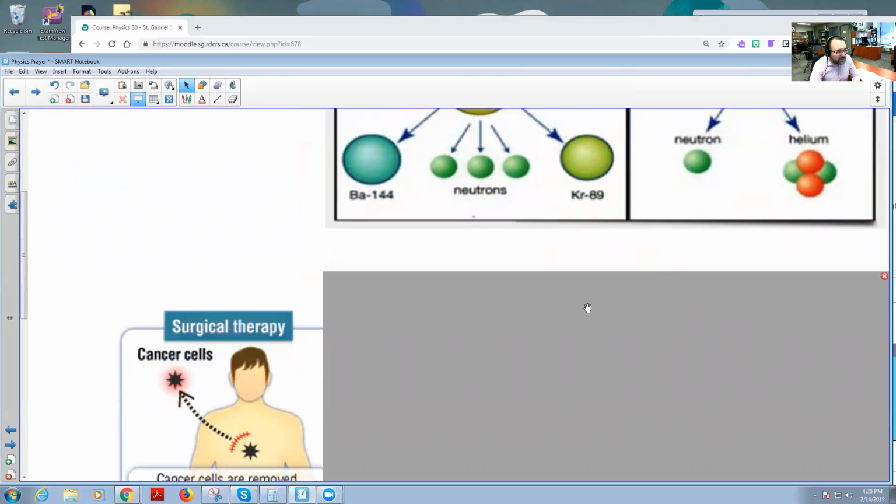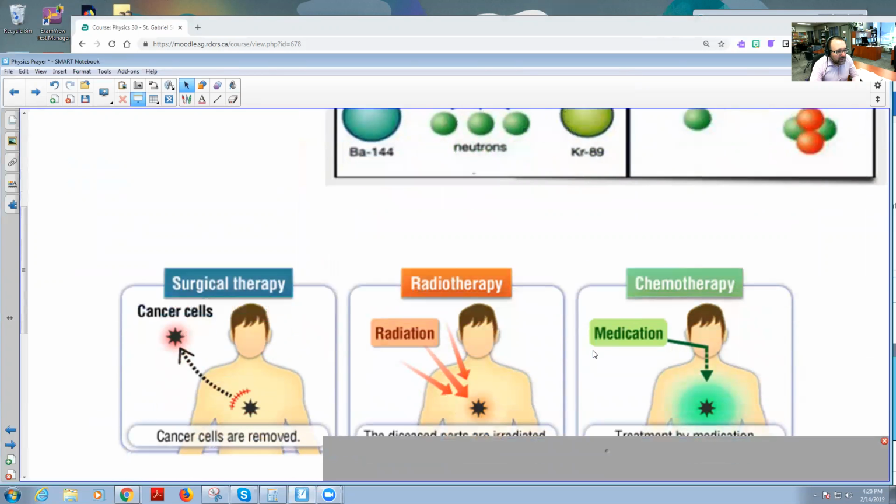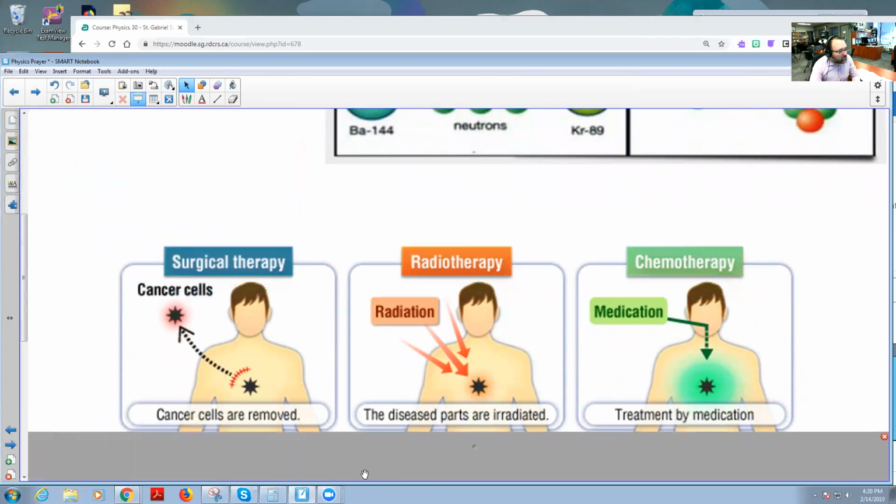The next bit I wanted to talk about is some science that deals with surgical therapy, radiotherapy, and chemotherapy. When someone gets cancer or needs any other form of treatment, there are three different kinds. The one I wanted to focus on is radiotherapy, because this is where the help of science takes place, where gamma rays are used to help get rid of the disease. There's also the surgical way and the chemotherapy way.